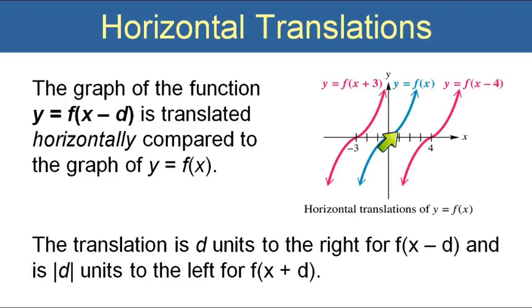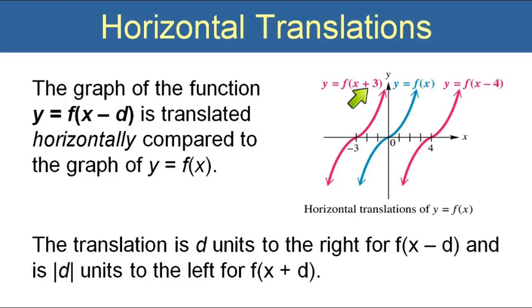For example, if this is f of x, and this is not a trig function, but that's okay, just any old function. If this is f of x, then f of x minus 4 will move it 4 units to the right. See, it's the same shape, it's just moved over. And f of x plus 3 will move us 3 units to the left. So the middle is here at -3.